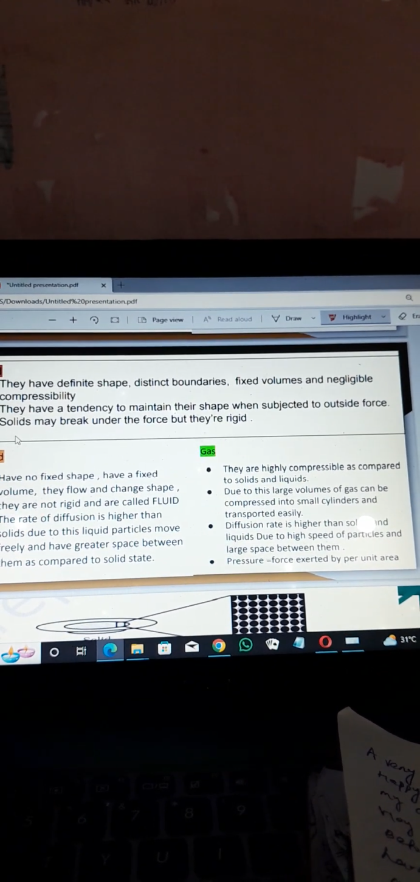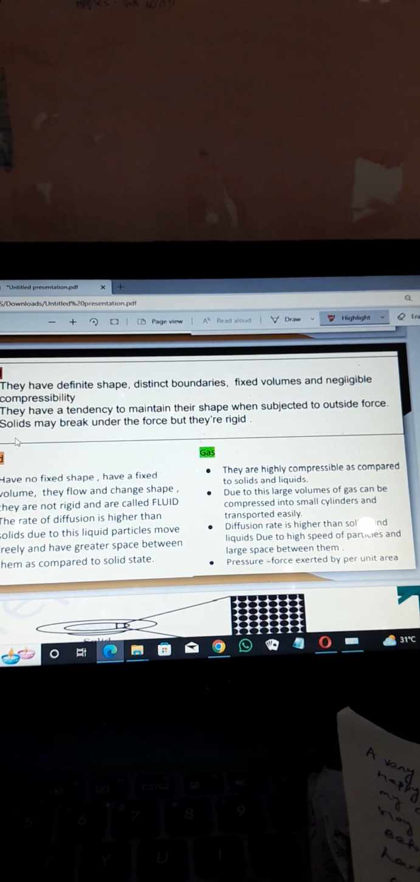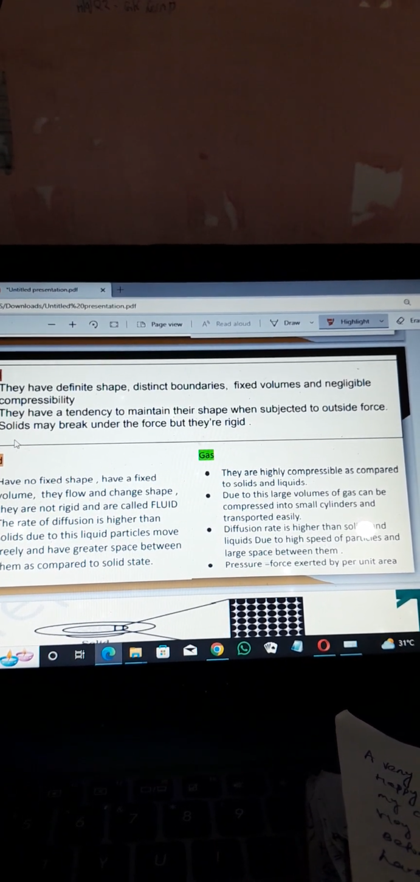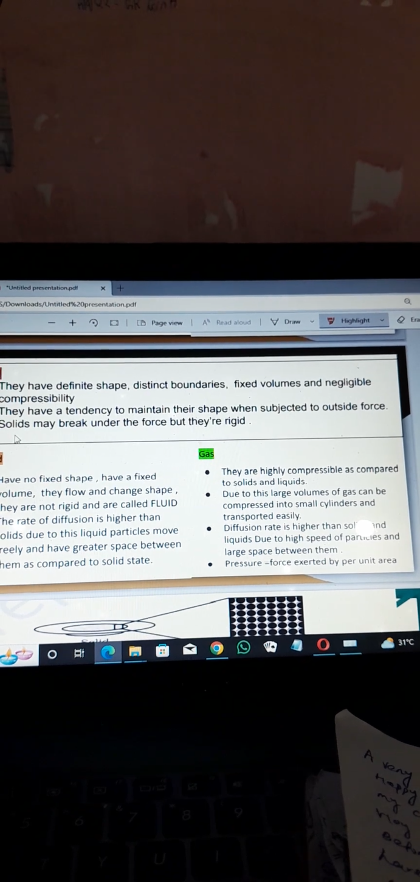They are highly compressible as compared to solid and liquid. Due to this, a large volume of gas can be compressed into a small cylinder and transported easily. And the diffusion rate is higher than solid and liquid due to the high speed of particles and large space between them, and the pressure is the force exerted per unit area.